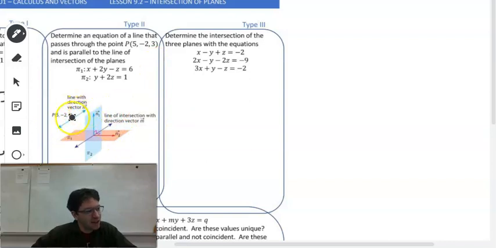And then we have some line somewhere else which is parallel to that line of intersection, where this point exists on the line. And we need to find an equation for that line. Okay, there are two methods we can do here. Let's start with method 1.